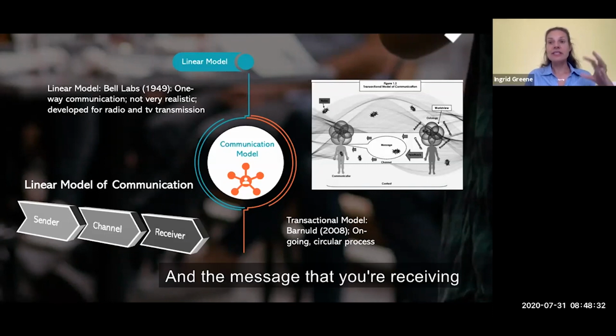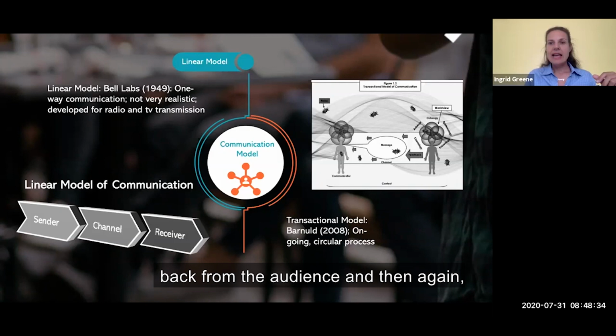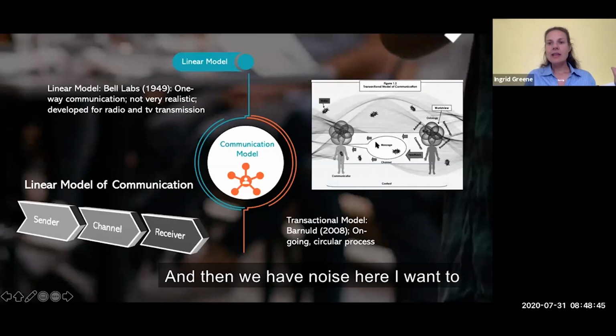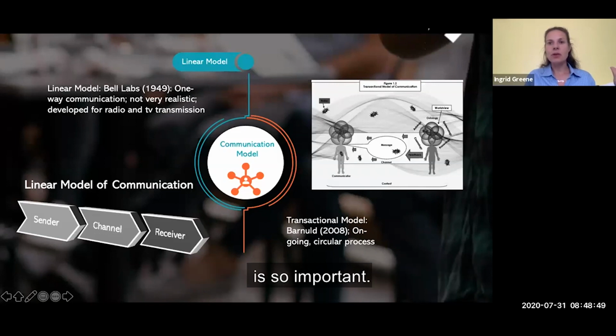and the message that you're receiving back from the audience. And then again, just like in our linear model of communication, we always have a channel. So maybe that's Zoom, maybe that's radio, television, newspaper, etc. And then we have noise here I want to talk about because that is so important.